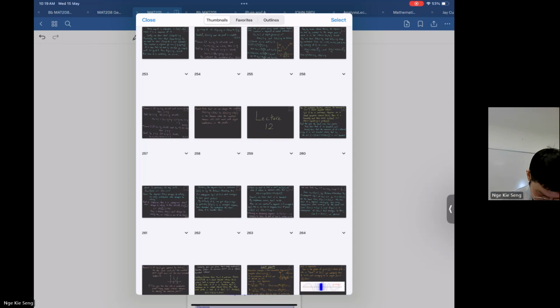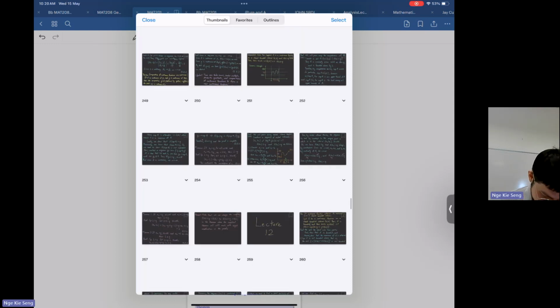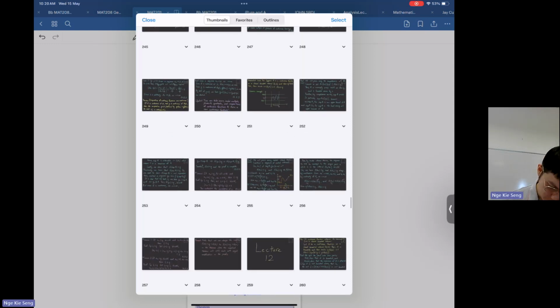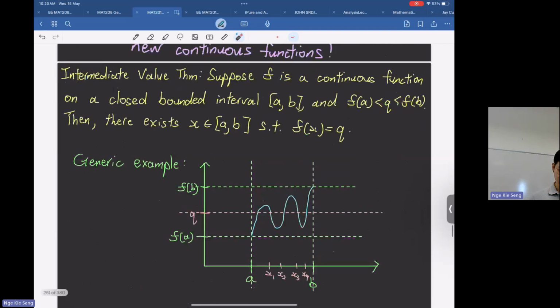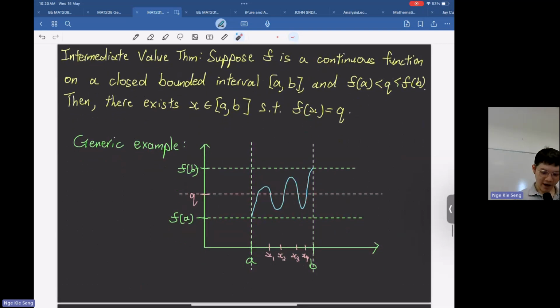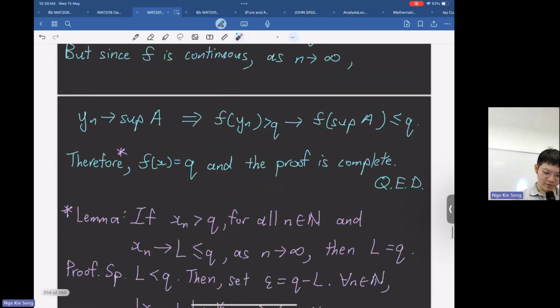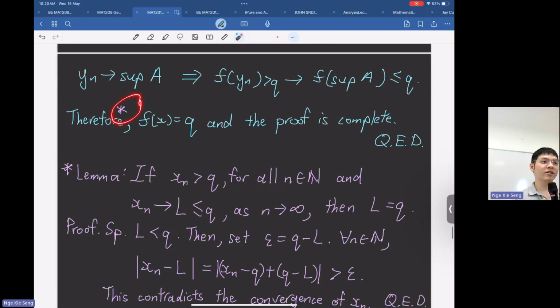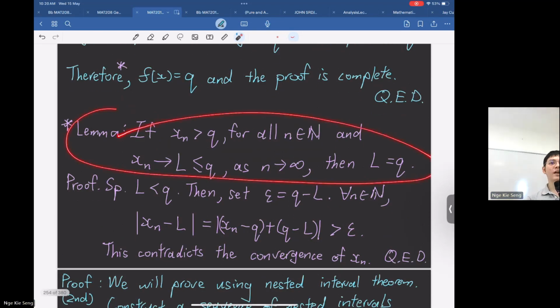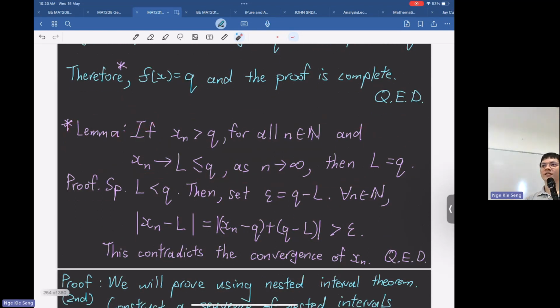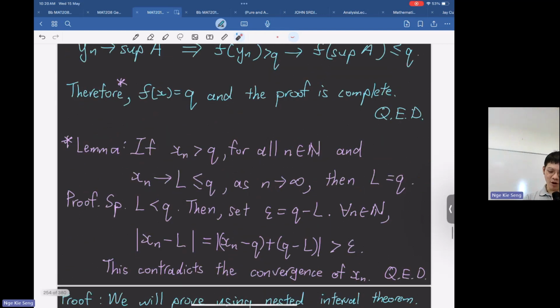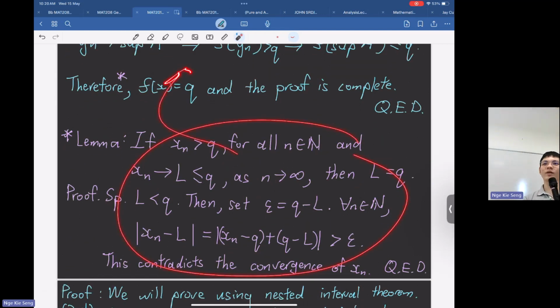So you see how I do my lecture notes. Let me see. Okay, for example, this one here. I want to prove the intermediate value theorem. I prove it, and then one step here, therefore. I feel like this therefore is not direct, so I put a lemma here. I prove the lemma afterward, because if I put this whole thing inside this proof, it's a bit awkward.